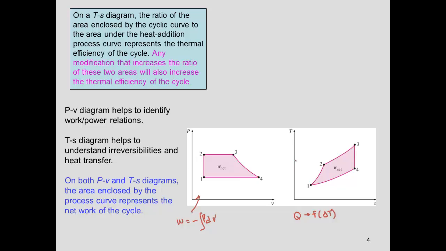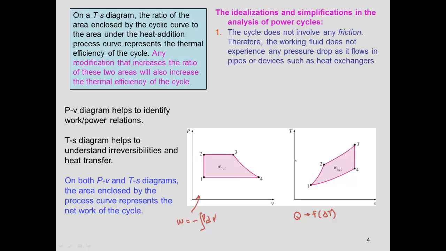Before we go any further, we need to come up with some assumptions for the cycles and the simplifications that we are making. The first of them is that we are not going to involve any friction. This is obviously not true, but it is one of the simplifications that we are making. We are not having any pressure drop, and we don't have any heating due to friction between the cylinder and piston, for instance, in the Otto cycle.